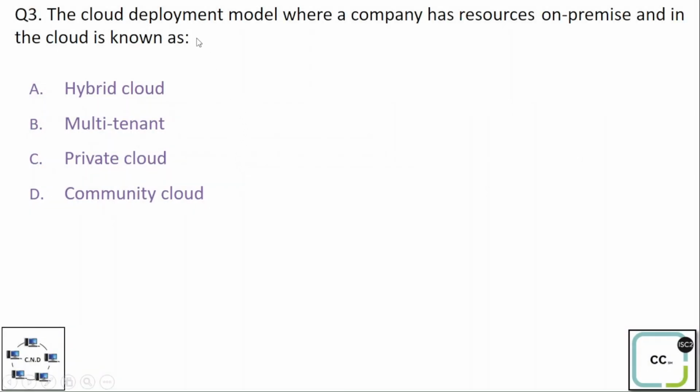Question number 3. The cloud deployment model where a company has resources on premise and in the cloud is known as. So when a company has resources both inside their on-premise data center and inside the cloud, then this model is known as, and the options are option A, hybrid cloud, option B, multi-tenant, option C, private cloud, and option D, community cloud.